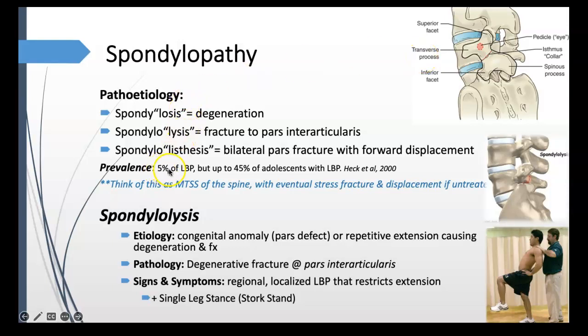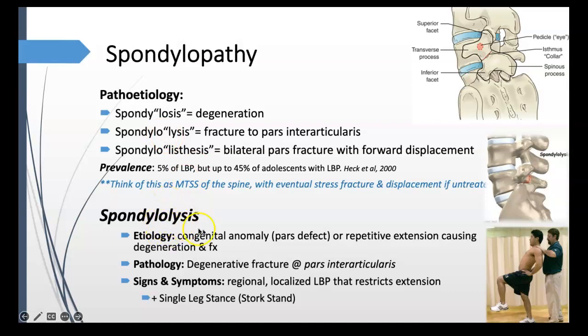The prevalence is about 5% of low back pain, but up to 45% of adolescents with low back pain will have one of these spondylopathies, right? So we're moving to spondylolysis, and not spondylolysis versus spondylosis, because that is most often seen in patients between the ages of 50 and 60. So we won't be working with that patient population very often. We're going to skip that and we're just going to start with spondylolysis.